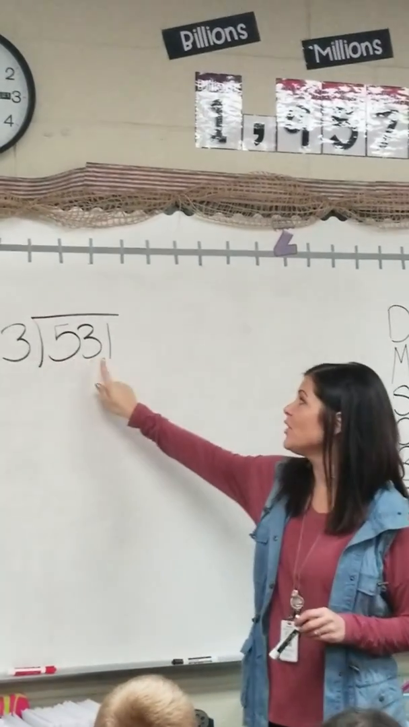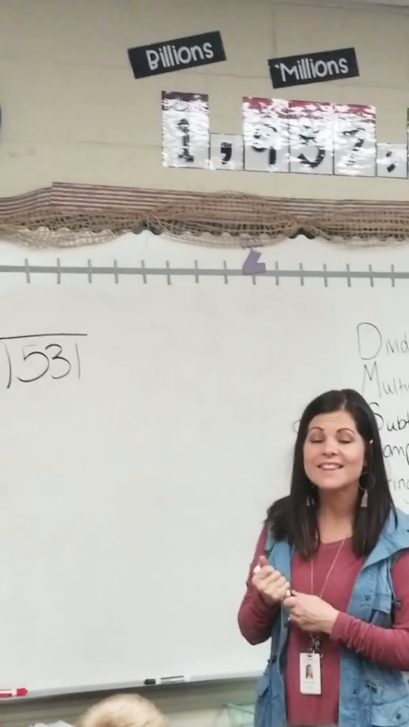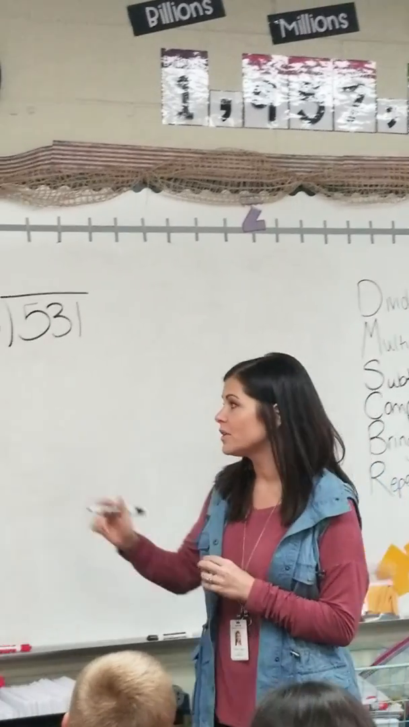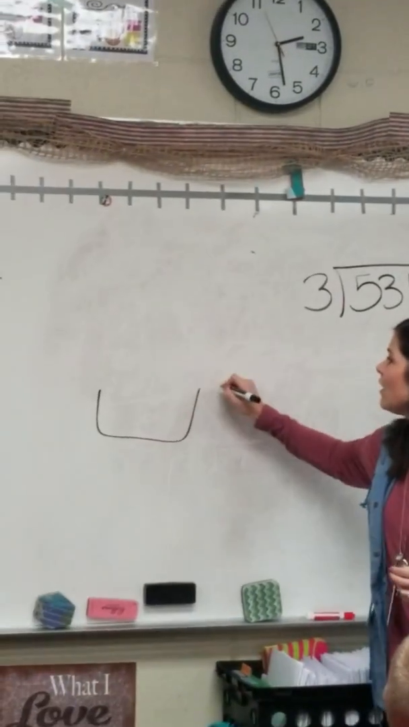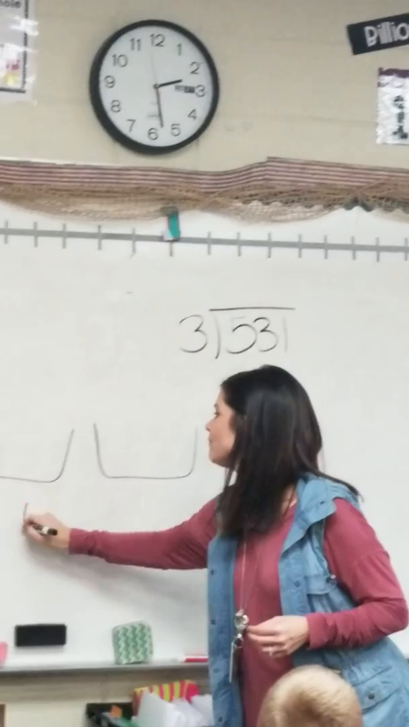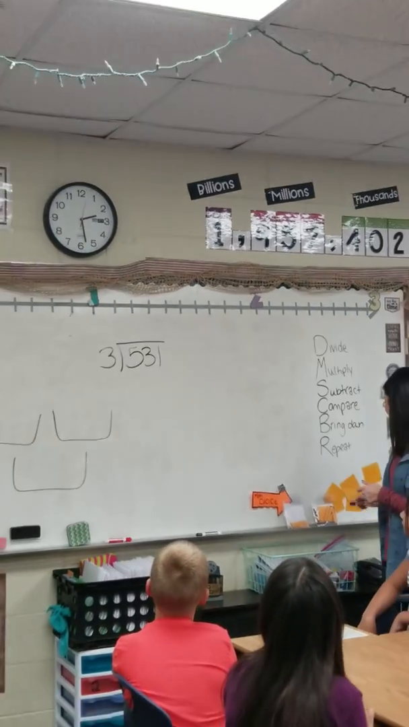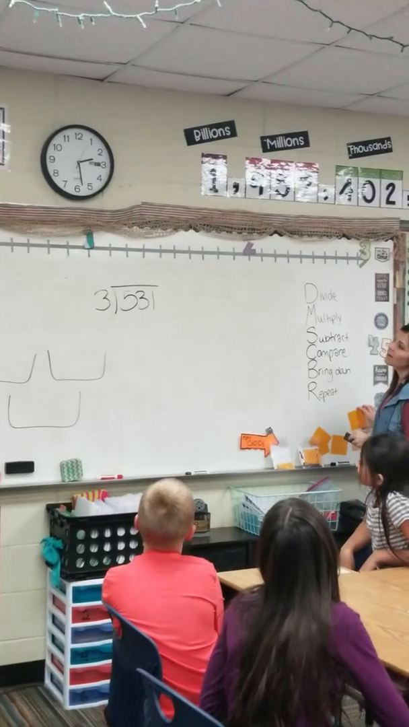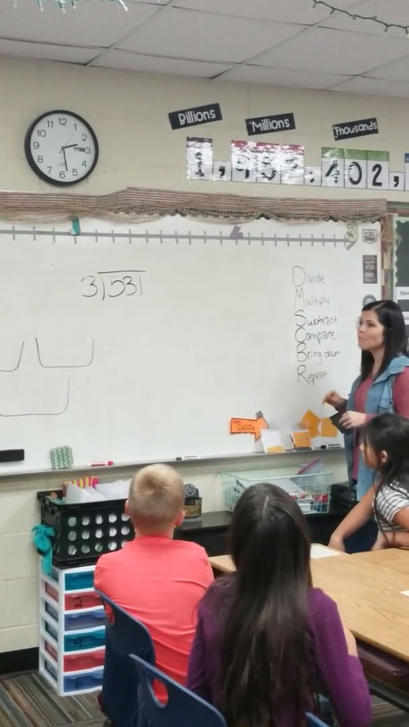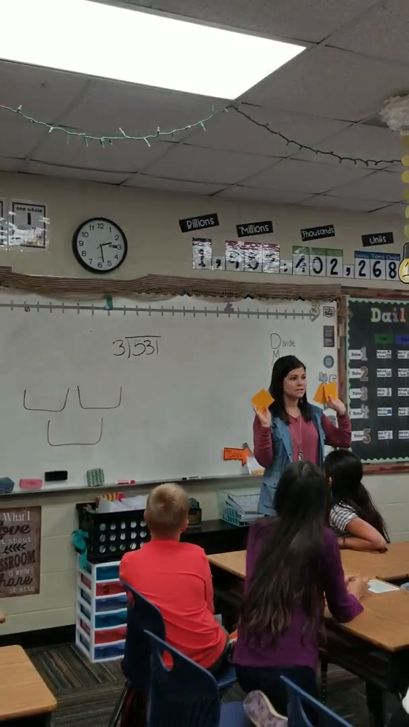So here we have 531 items, and we're dividing them into 3 holders. So I'm going to draw 3 holders that we're going to put our items into. All right? So I'm going to start. Look at my items. I'm going to model my items using these units, okay?